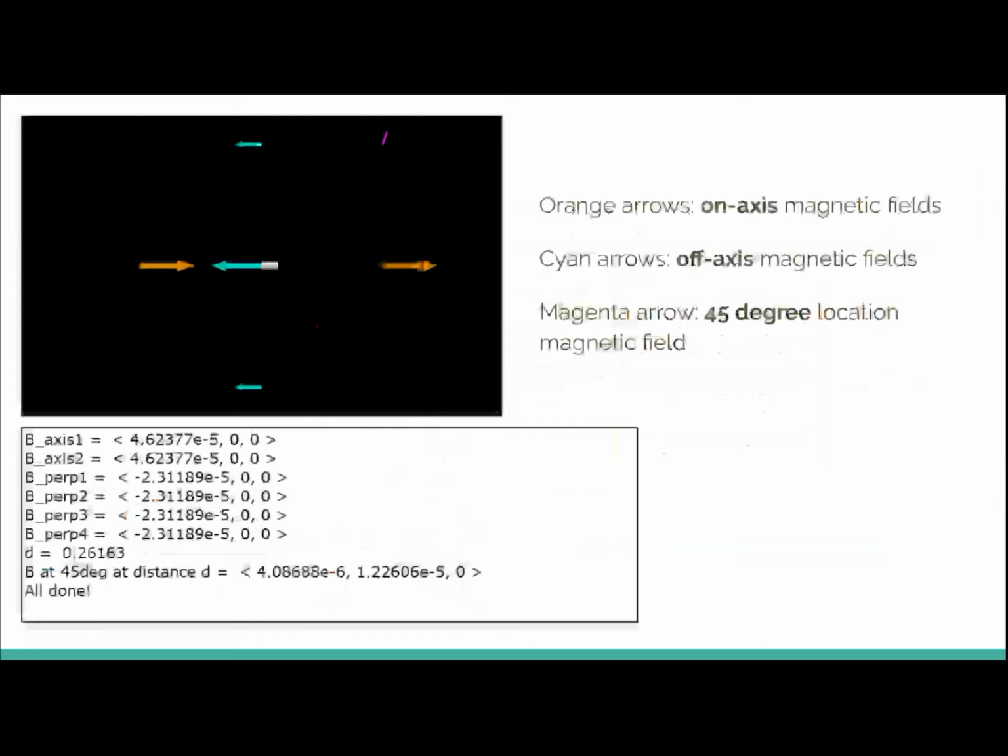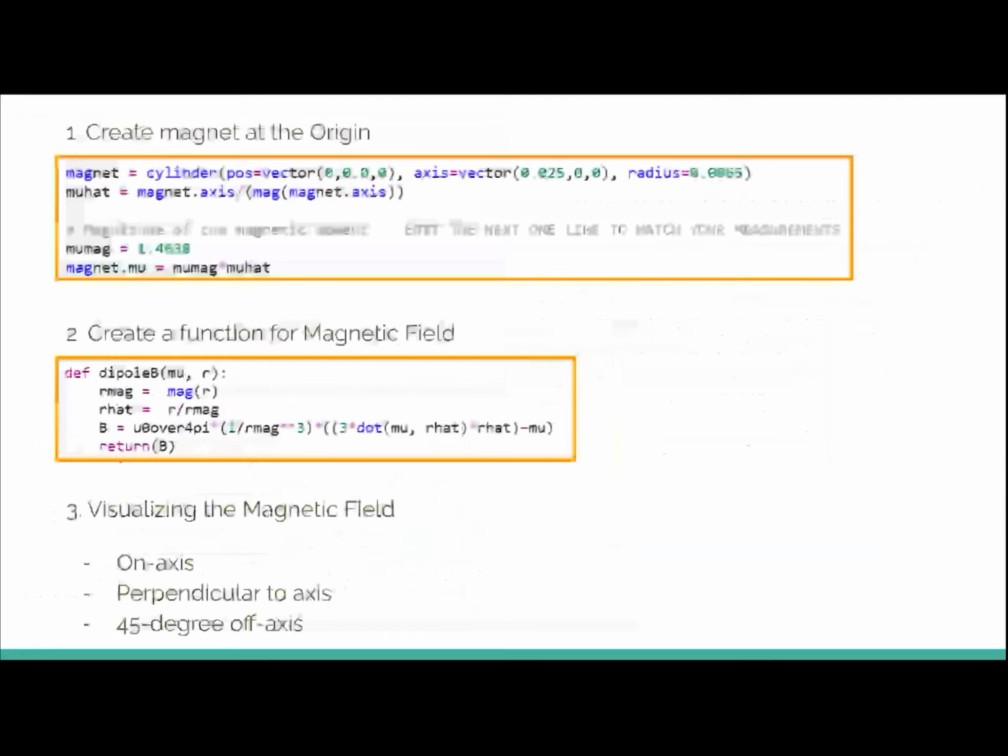This is the visualization of the magnetic field at on-axis, perpendicular, and 45-degree positions. The orange arrows represent the on-axis magnetic fields, cyan arrows the off-axis magnetic fields, and the magenta arrow the 45-degree magnetic field. For the coding for this model, I first created the magnet at the origin and then created the function for the magnetic field, and finally visualized the on-axis, perpendicular to axis, and 45-degree off-axis magnetic fields.